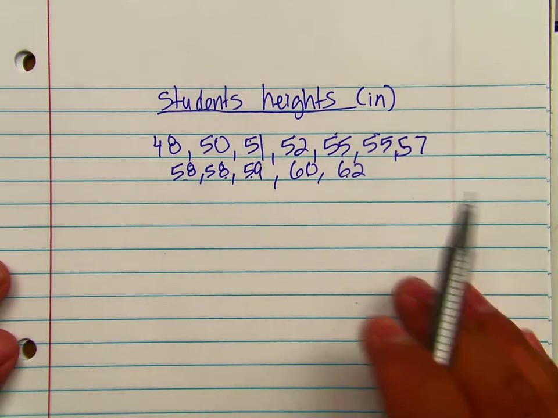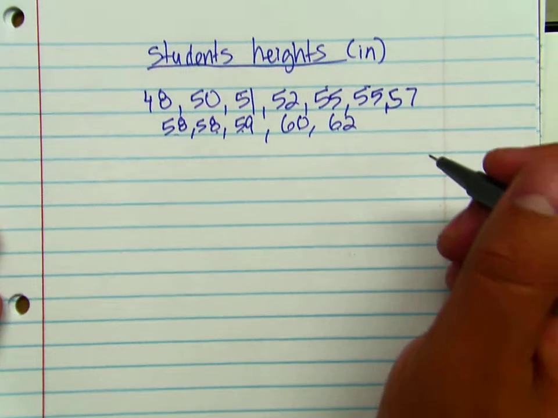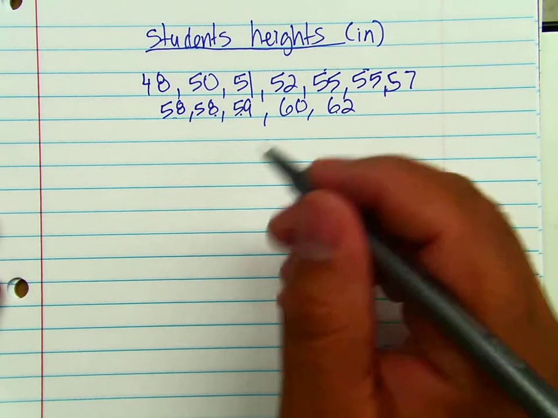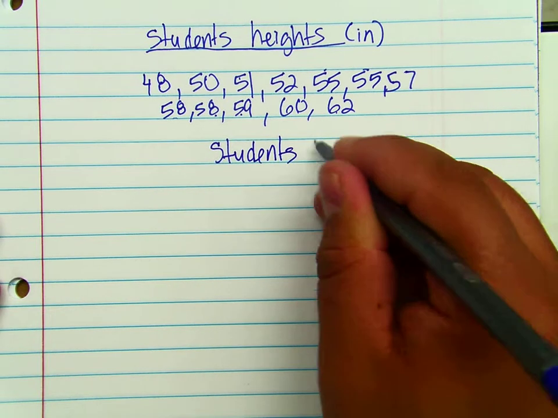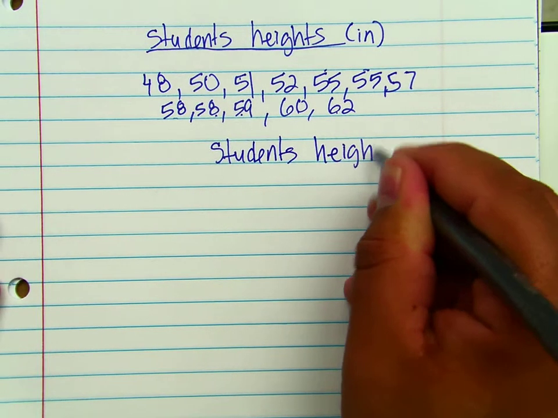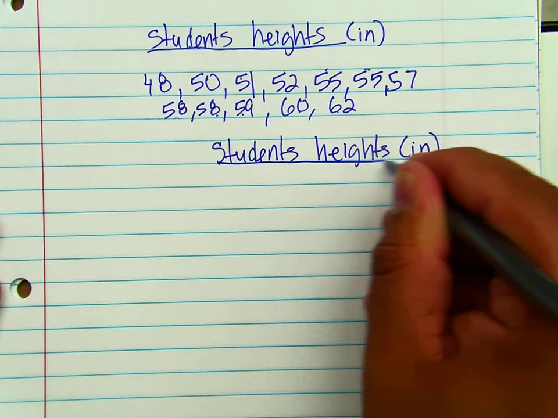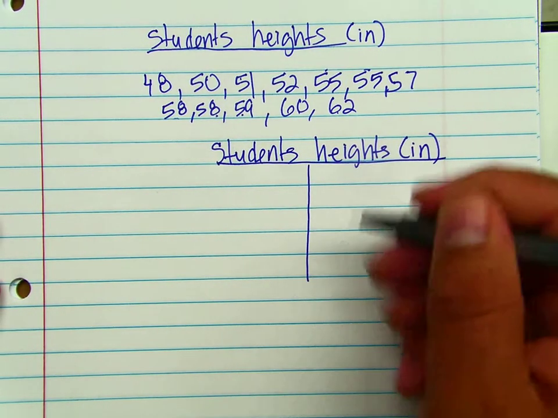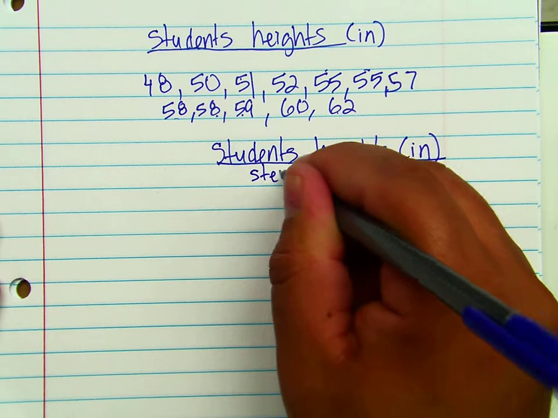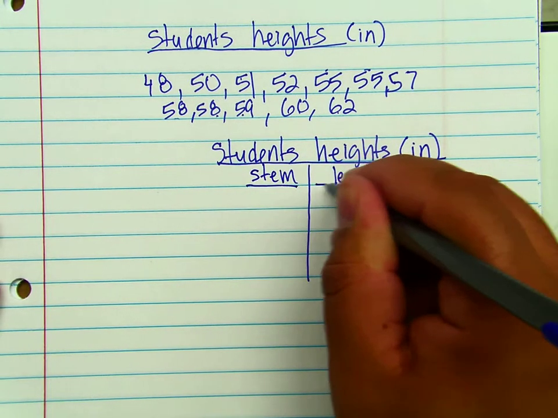When we make a stem and leaf plot, we need to have a title first, and we're going to title ours the same thing we did our data up here. It's students' heights, and we're going to show in parentheses that it's in inches. And a stem and leaf plot has two columns, so we usually try to split right down the middle. On one side you'll have the stem, and on the other side you'll have the leaf. And I'll explain in a second how that works.